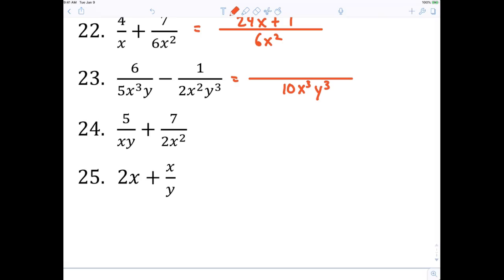Anybody have any problems with that being the common denominator? Now, what am I multiplying the first fraction by? Gavin. 2y squared. Exactly. So that becomes what? 12y squared. Beautiful. 12y squared minus. Now what am I multiplying the second fraction by?